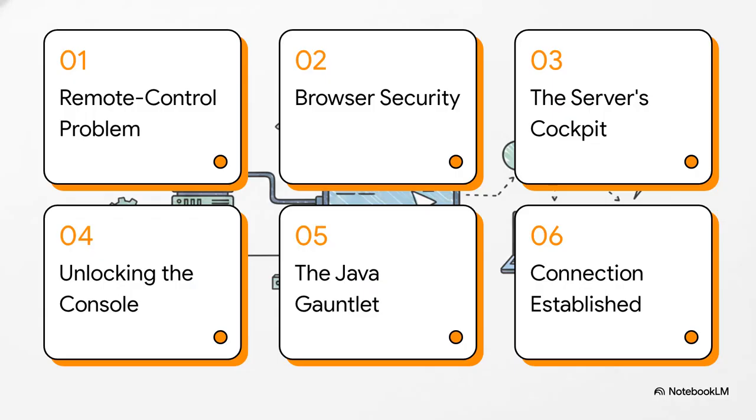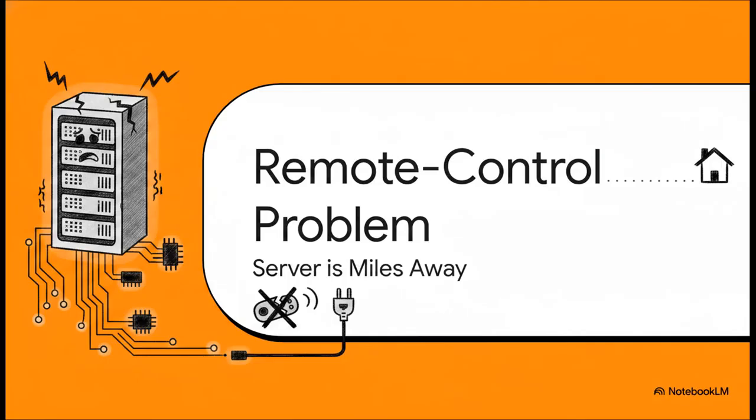So today, we're actually going to walk through this whole process step by step. We'll start with the problem, then we'll deal with some pesky browser security. We'll find our way into what I call the server's cockpit, unlock the virtual console, run through something I like to call the Java gauntlet, and finally, we'll get that connection. Let's get into it.